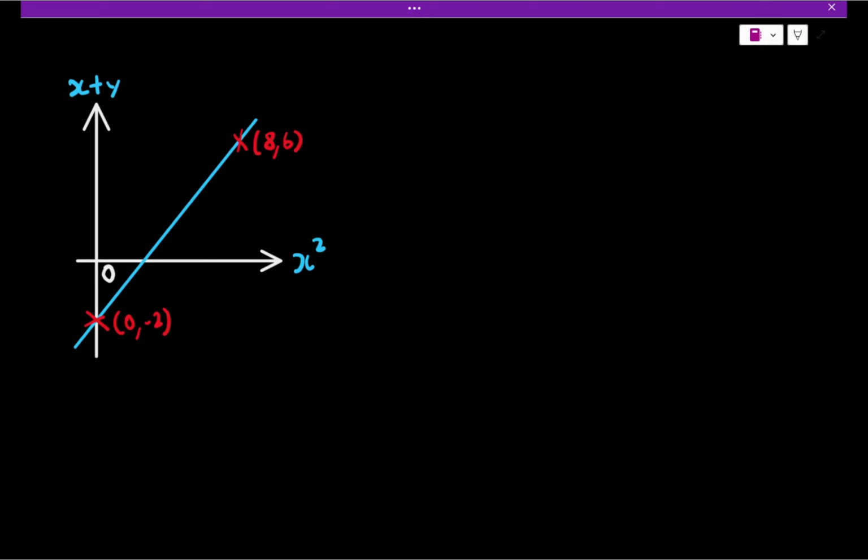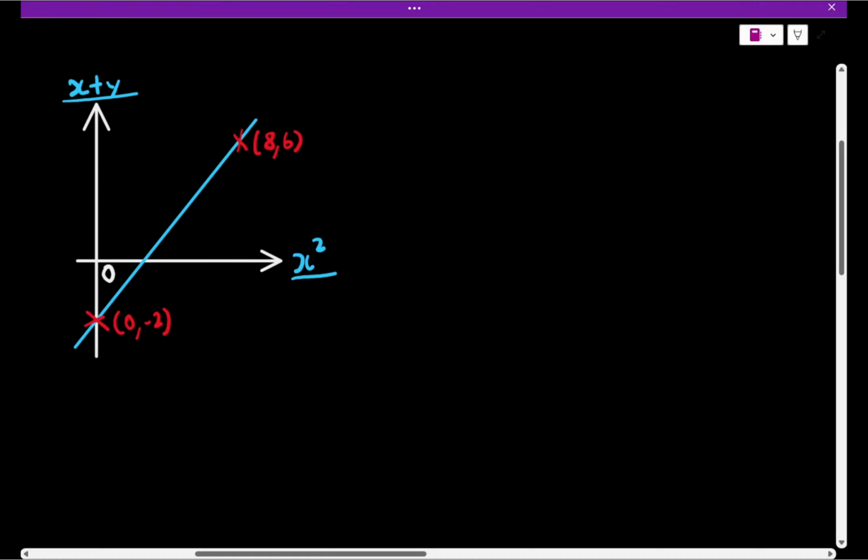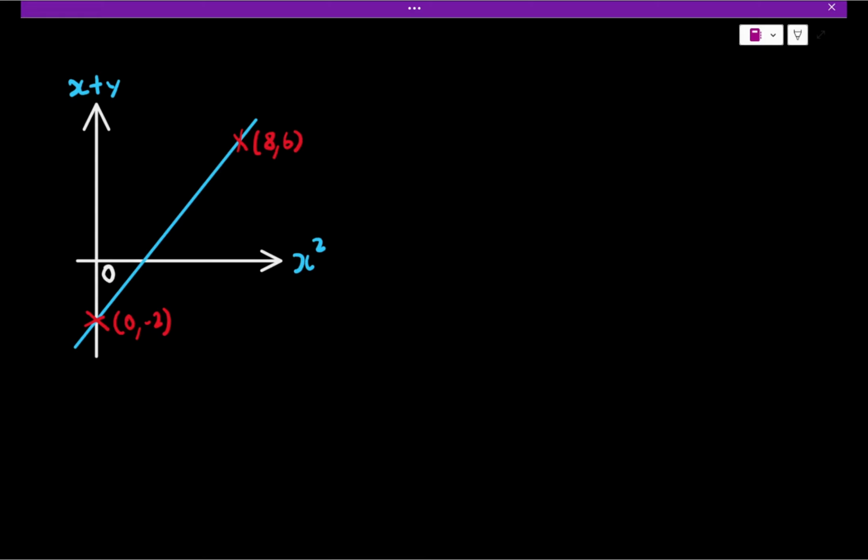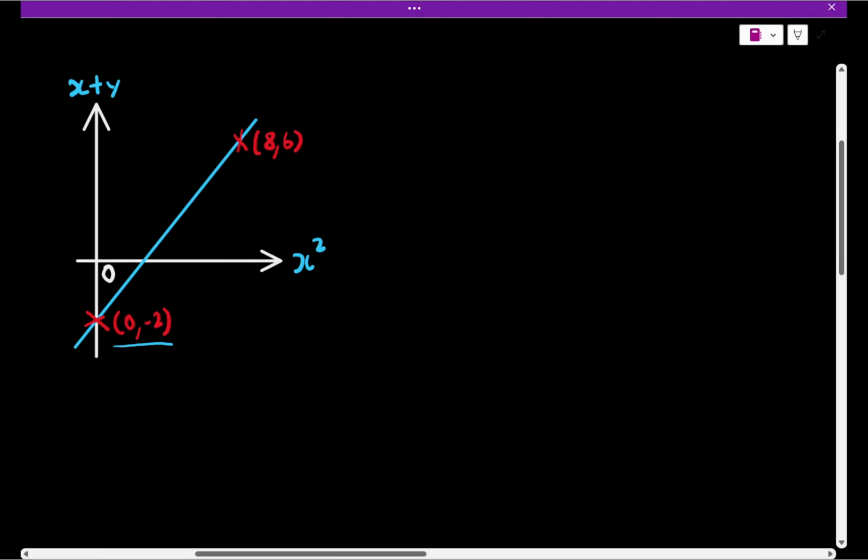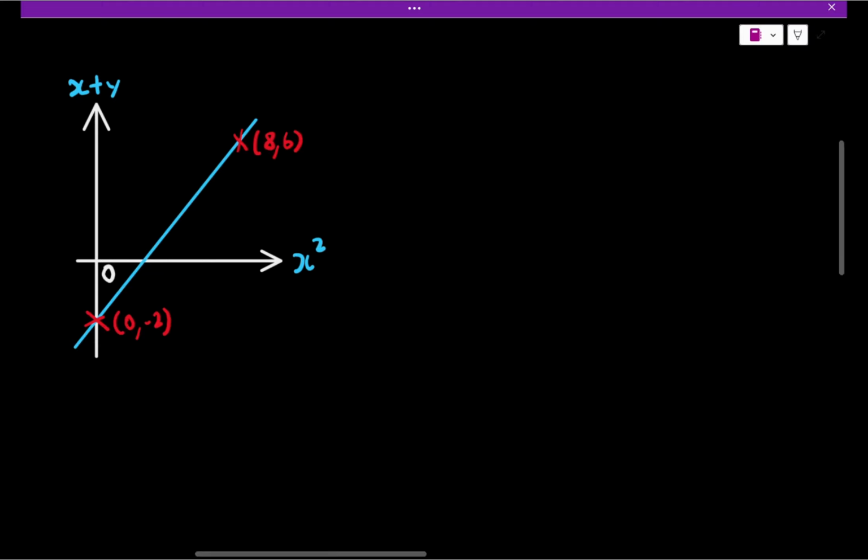So let's say that we wanted to graph some equation and we wanted to plot the graph in terms of x plus y against x squared. If we do so, we obtain a linear graph. This linear graph passes through the points (0, -2) and (8, 6). So we want to find the equation of this graph, in terms of y in x.